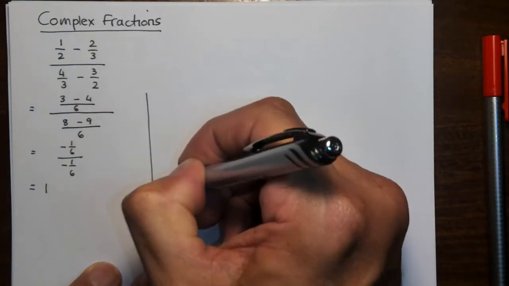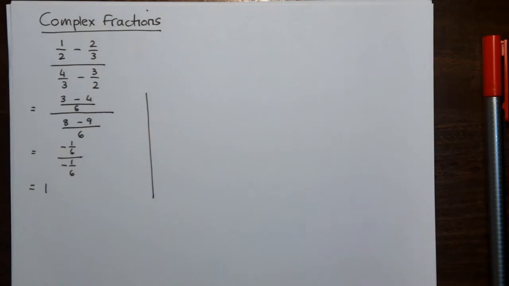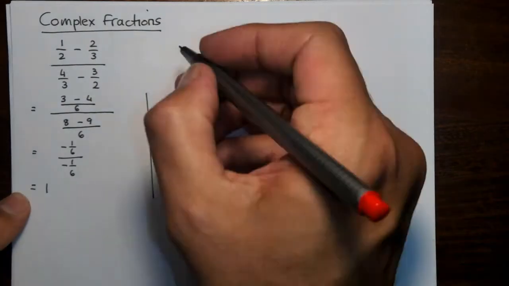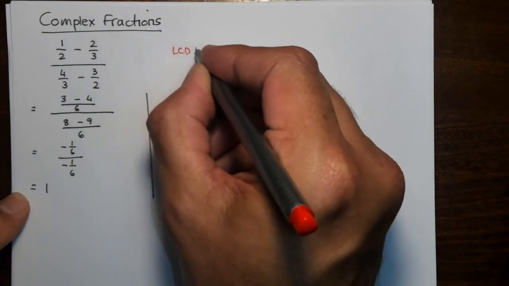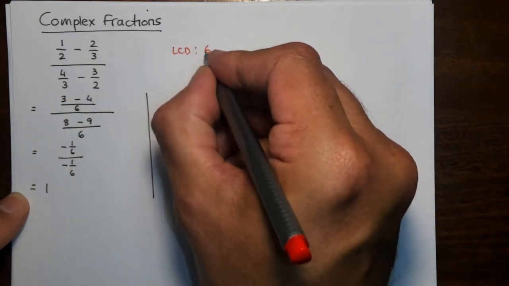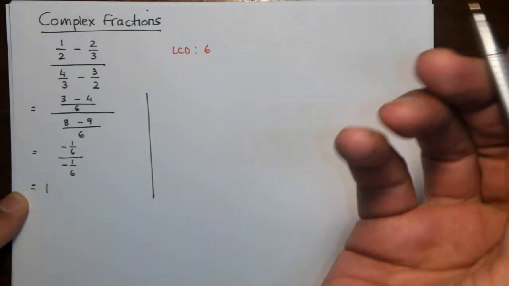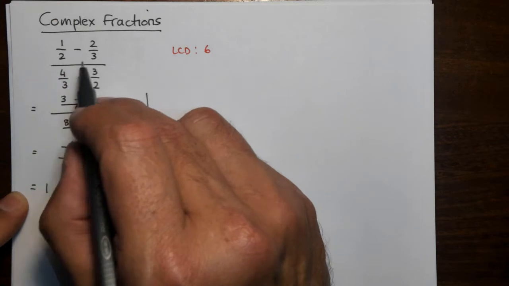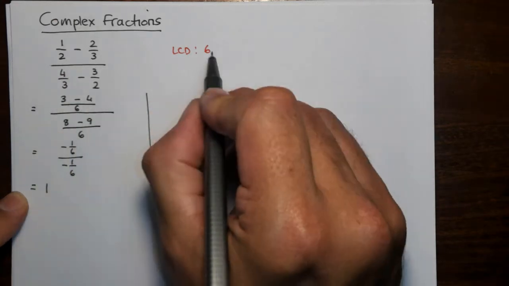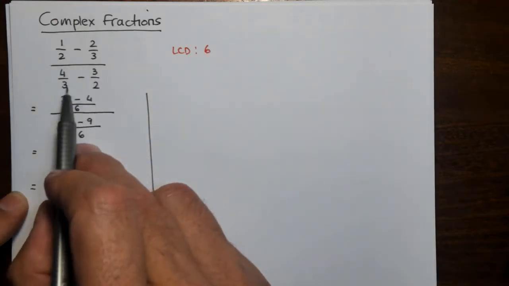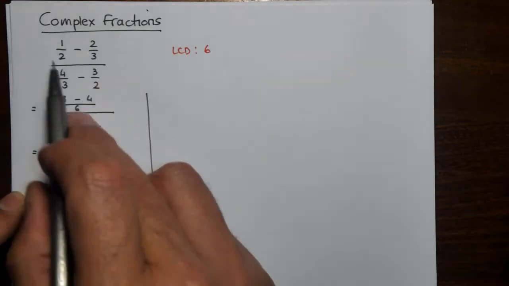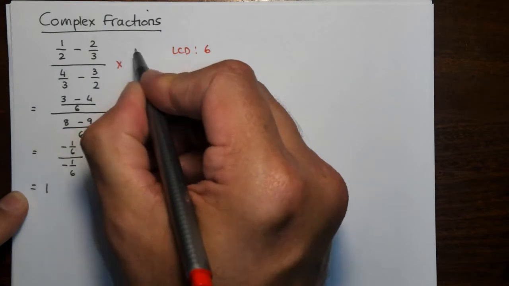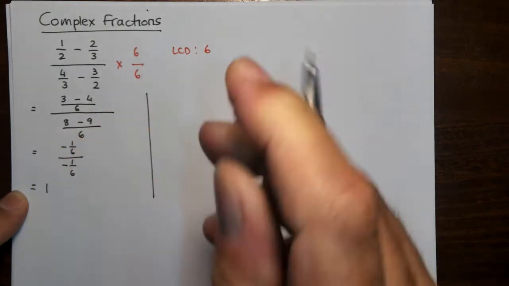If I go and I look at my original fraction, I'm going to do my new introduction to you in red. The LCD of the top of that fraction is 6, and the LCD of the bottom of the fraction is also 6. So I'm finding each denominator, 2, 3, 3, and 2, and I find an LCD for every denominator in every fraction within the complex fraction. Then I'm going to say, let me multiply the top with a 6 and the bottom with a 6.